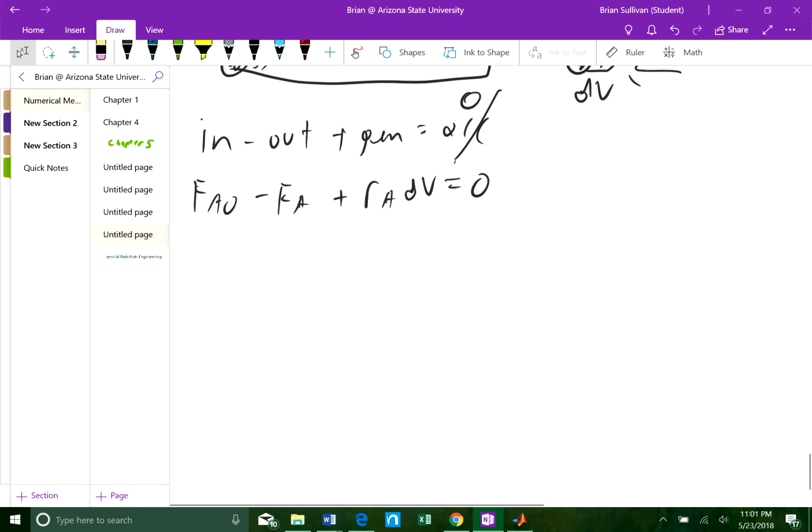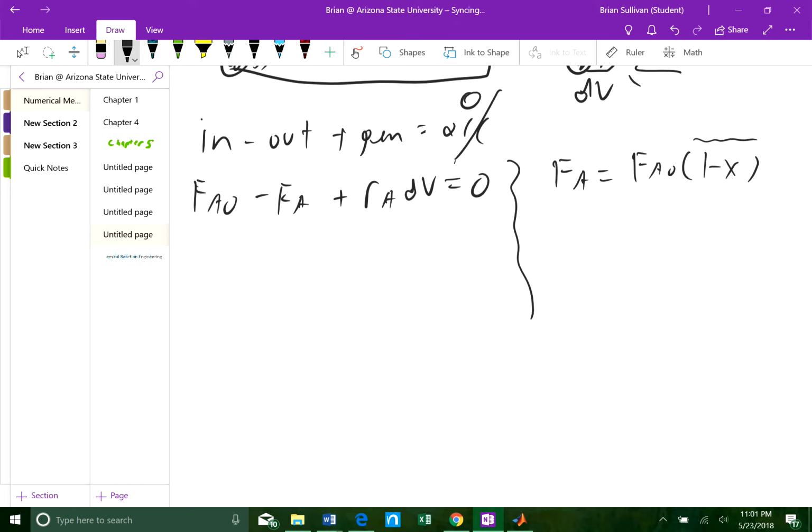Okay, so for the incremental step theorem, I'm going to write this stuff off to the side here so we don't lose track that we're trying to get to the solution for this balance. Okay, so first off, FA, what is that equal to? It's going to be equal to two things, right? FA0(1 minus X). That's the first one, using conversion. The reason that is, you do 1 minus X, is because conversion is the amount of A that leaves.